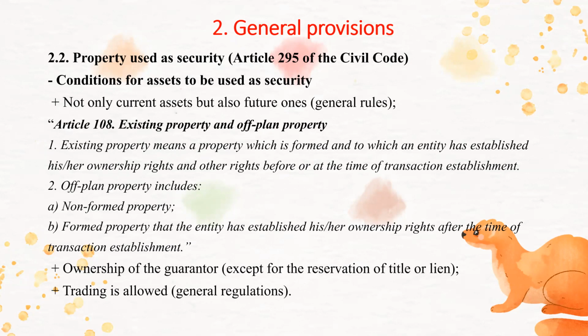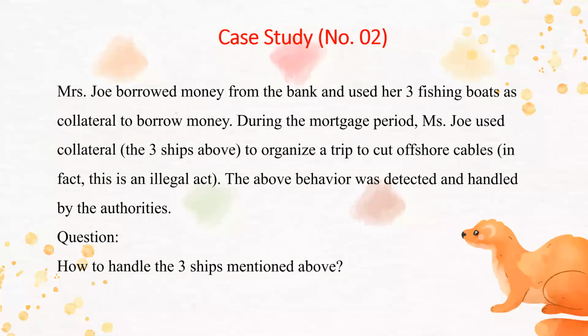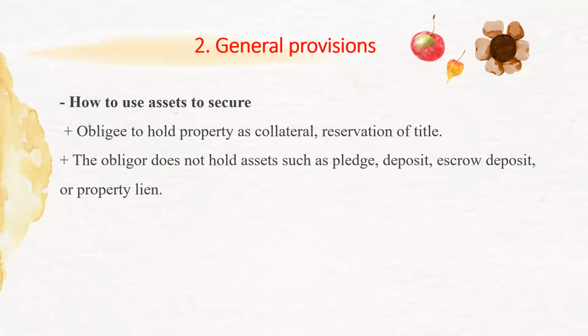Ownership of the guarantor, except for reservation of title or lien, trading is allowed, general regulation. How to use an asset to secure: the obligee holds property as collateral, or reservation of title. The obligor does not hold assets such as pledge deposits, escrow deposit, or property lien.